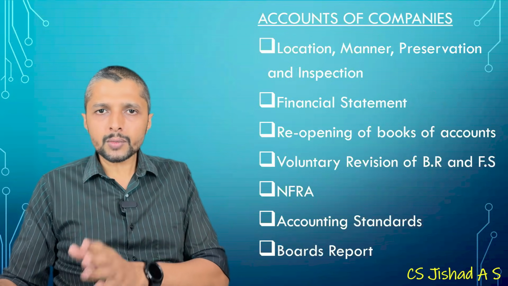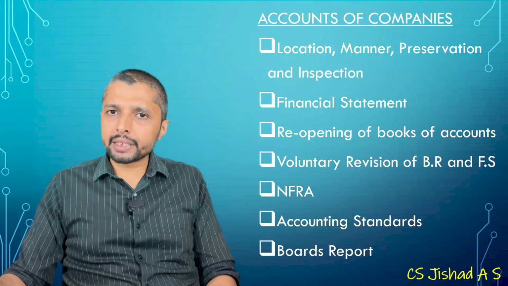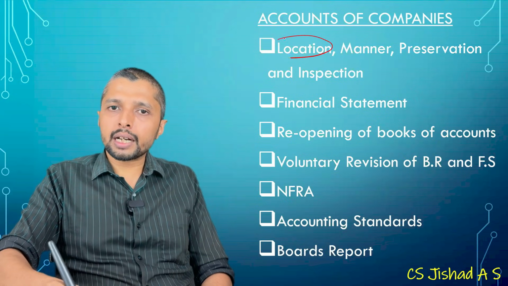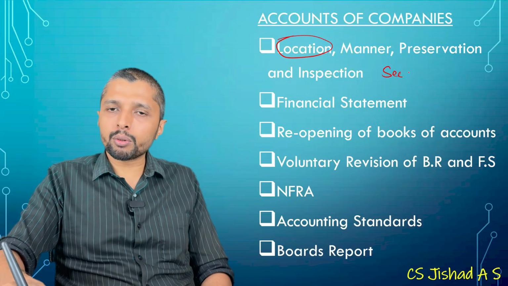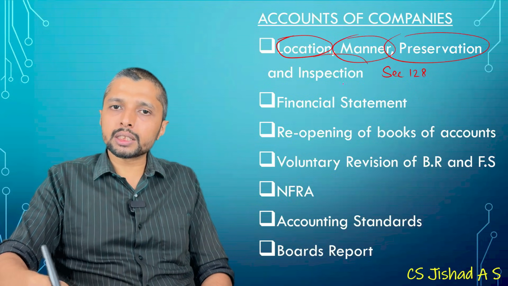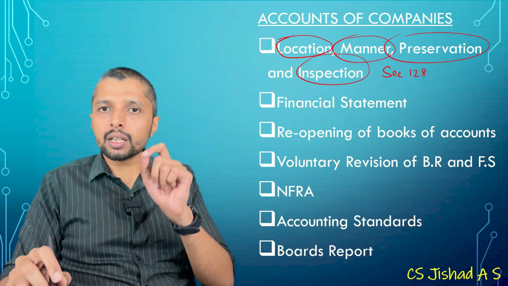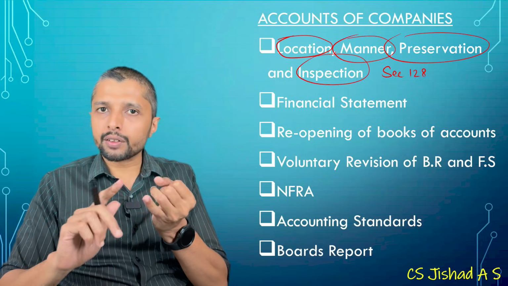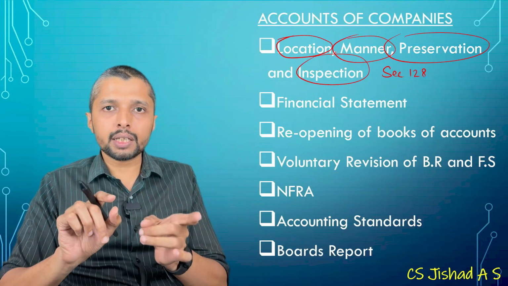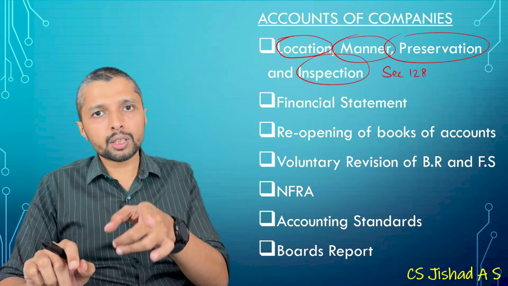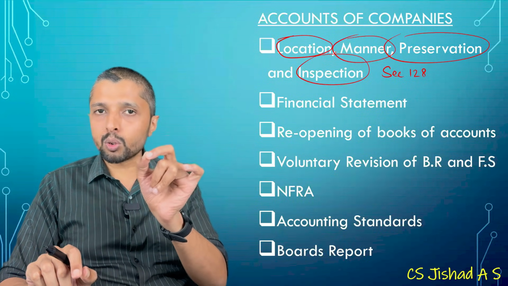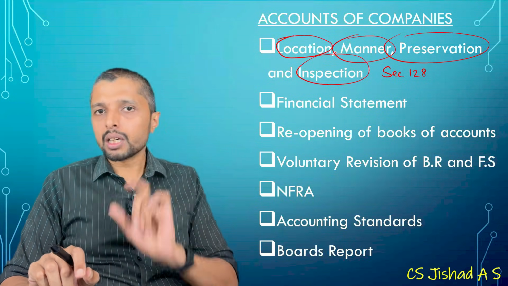Okay. Now we'll move to the Companies Act, Chapter 9, accounts of companies. You have Section 128, specifying location, manner, preservation, and inspection of books of accounts, where the books of accounts have to be kept, in the registered office or any other place in India. If you are keeping it elsewhere in India, you will have to pass a board resolution and file the same with ROC.